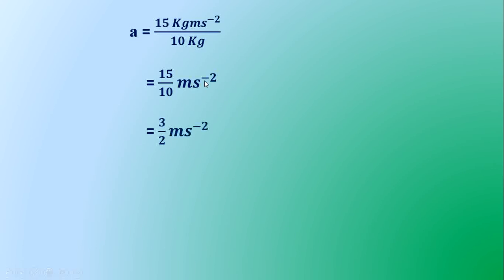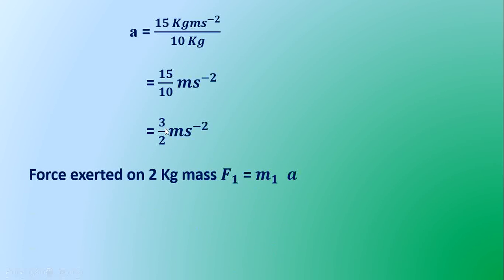Now, from this we have to find out a. So, a is equal to 15 kg m/s² by 10 kg. In this, kg and kg get cancelled. So, the remaining term is a is equal to 15 by 10 m/s². Now, we have to divide this, we get 3 by 2. So, a is equal to 3 by 2 m/s².